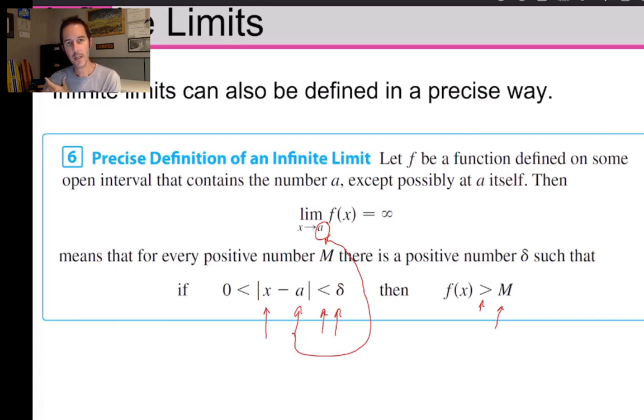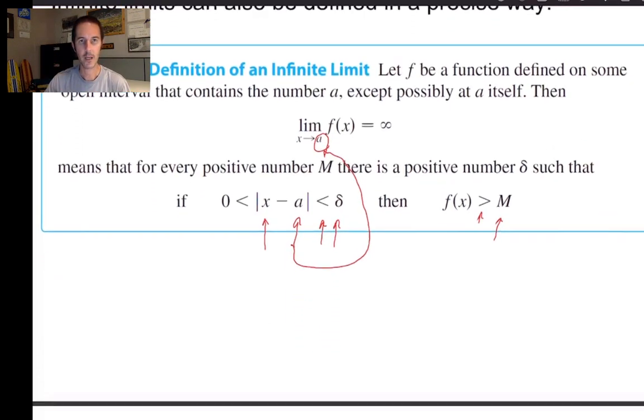So we're not trying to keep our function's output values within plus or minus epsilon anymore. We're trying to keep our y values above some sort of a threshold. And we're going to see an example of that graphically here.